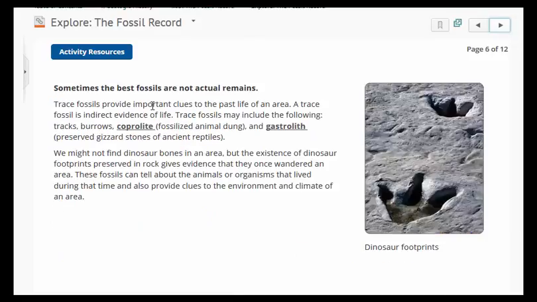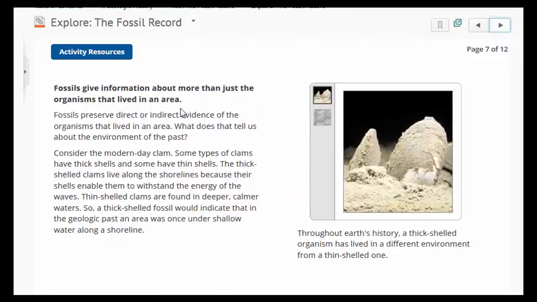Some of the best fossils are not actual remains. For example, coprolite is fossilized animal dung, or even footprints. But the main idea here is that fossils give us information about more than just what lived in the area, but also what the environment was like. For example, if we see a clam has a thick shell or a thin shell, it tells us what the water was like. So by looking at the thickness of a shell, we are able to say what the environment was like at that time.